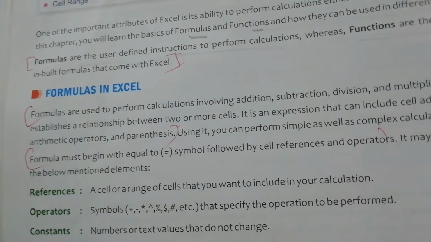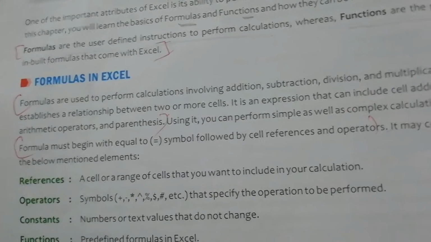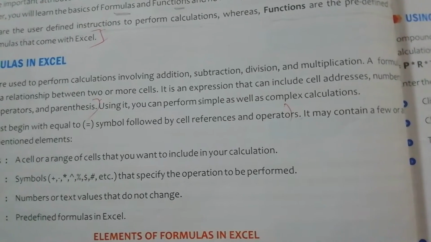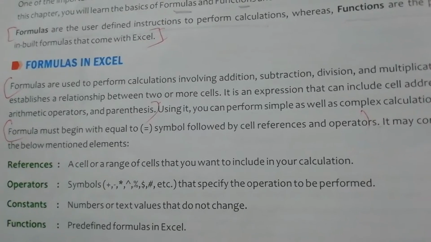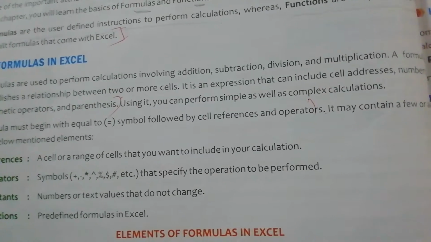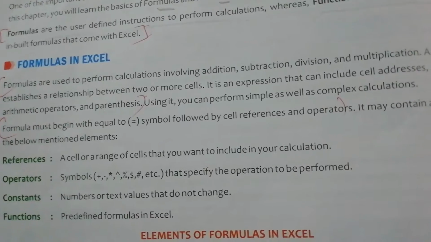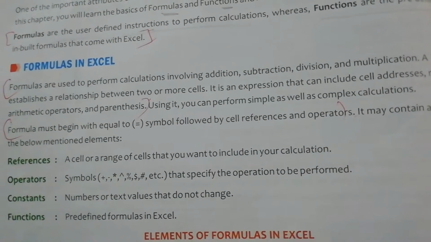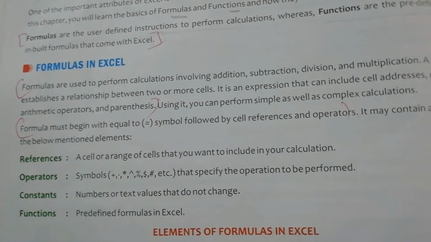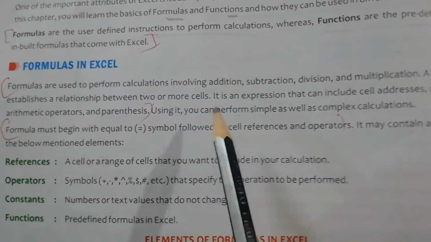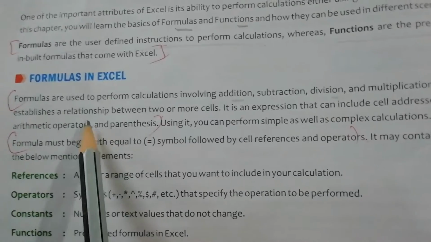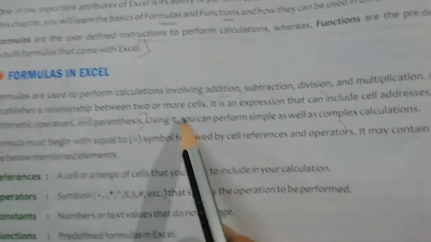So firstly we are going to discuss formulas in Excel. Formulas are used to perform calculation involving addition, subtraction, division and multiplication. A formula establishes a relationship between two or more cells. It is an expression that includes cell address, number, arithmetic operators and parentheses. Using it, you can perform simple as well as complex calculation. That means we use formula to perform addition, subtraction, division and multiplication, and it establishes the relationship between two or more cells.